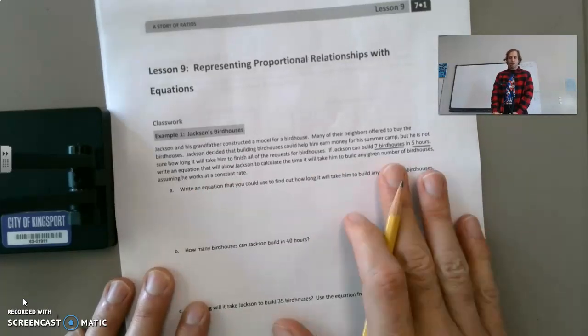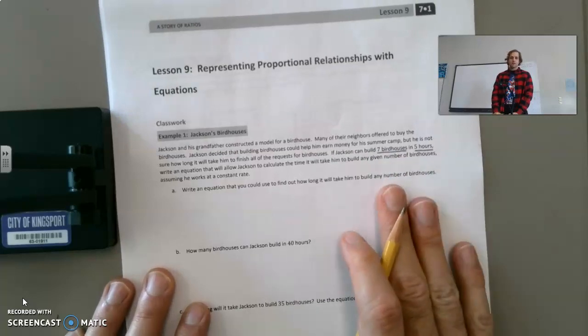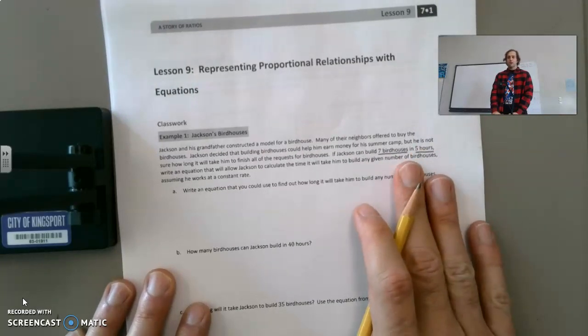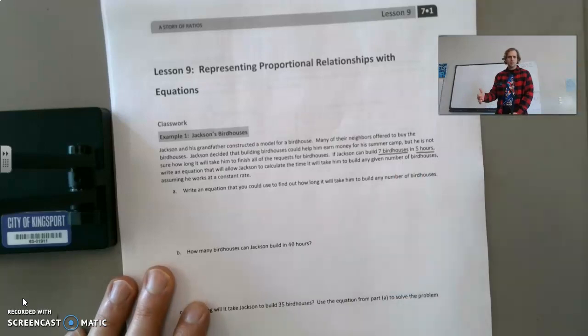All right, so I have a ratio, 7 birdhouses, 5 hours. Every time I do this problem every year, I get this question of, what would be my rate? Do I want to know how many hours it takes to build a birdhouse, or how many birdhouses I can build in an hour? Honestly, I would say that you would be okay either way. However you do this problem, it would be okay.